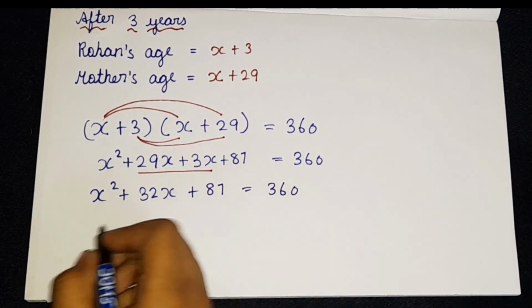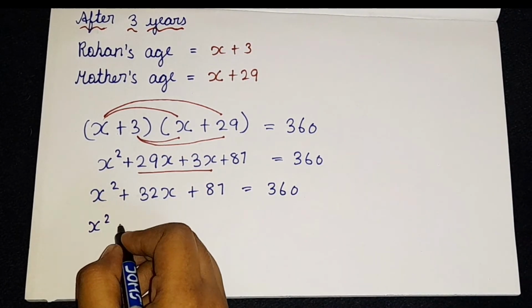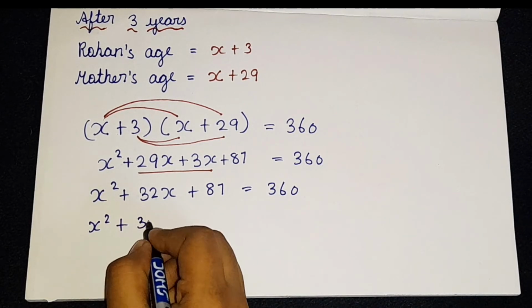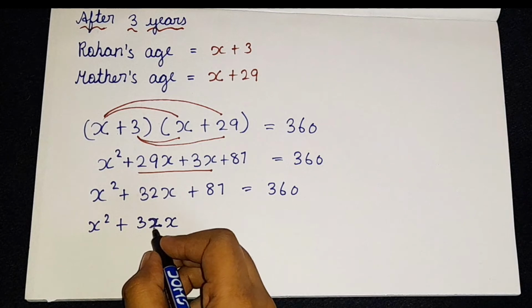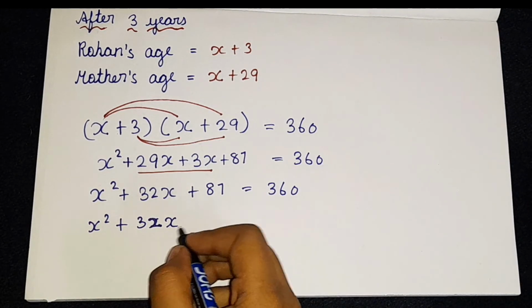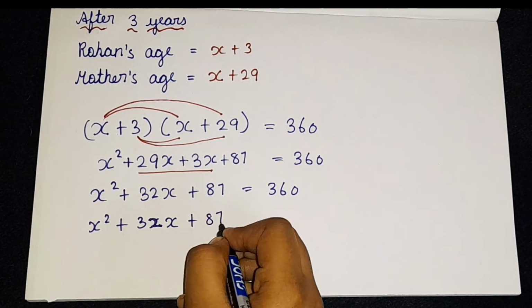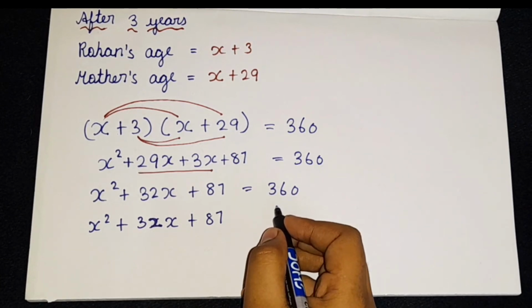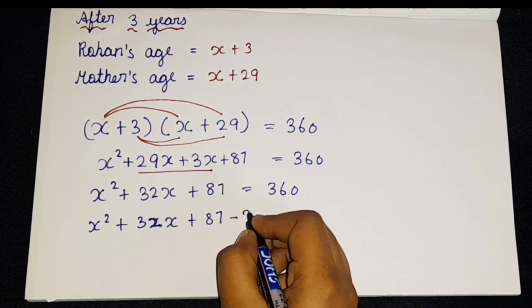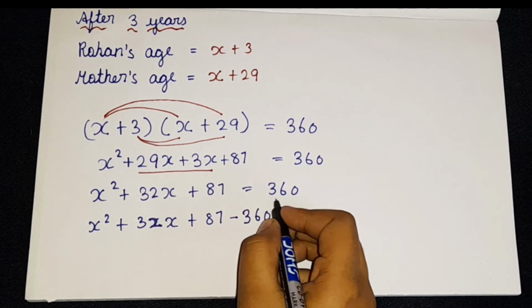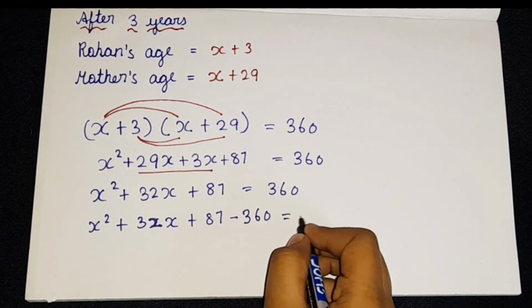So now x square we can just write as it is, plus 32x, sorry, it is 32x. So it is 32, okay, don't get confused. So it is 32x plus 87. So I am going to be getting this 360 to the left side. When I get it to the left side, it changes into minus 360 since it is plus right over here, and then is equal to 0.